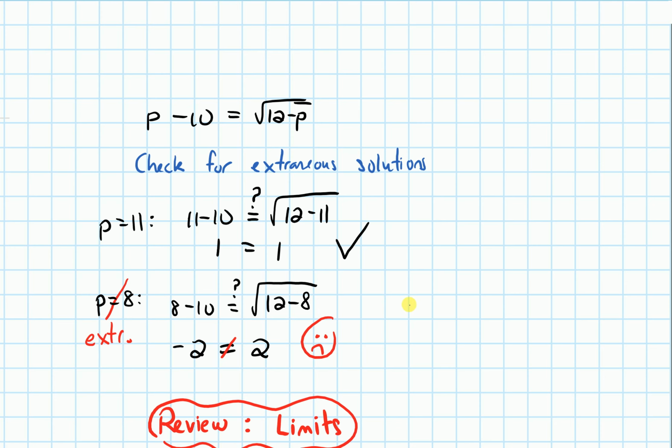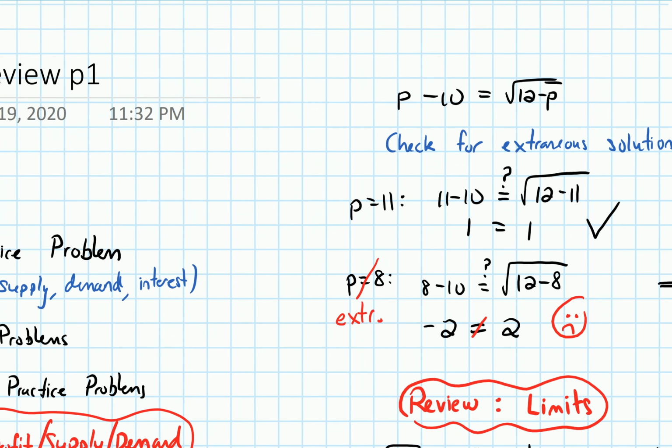So the question wanted to know what was the price that made this all happen. And it turns out the price that works is $11. $11 is the price at equilibrium, the price at which there's no shortage and no surplus.